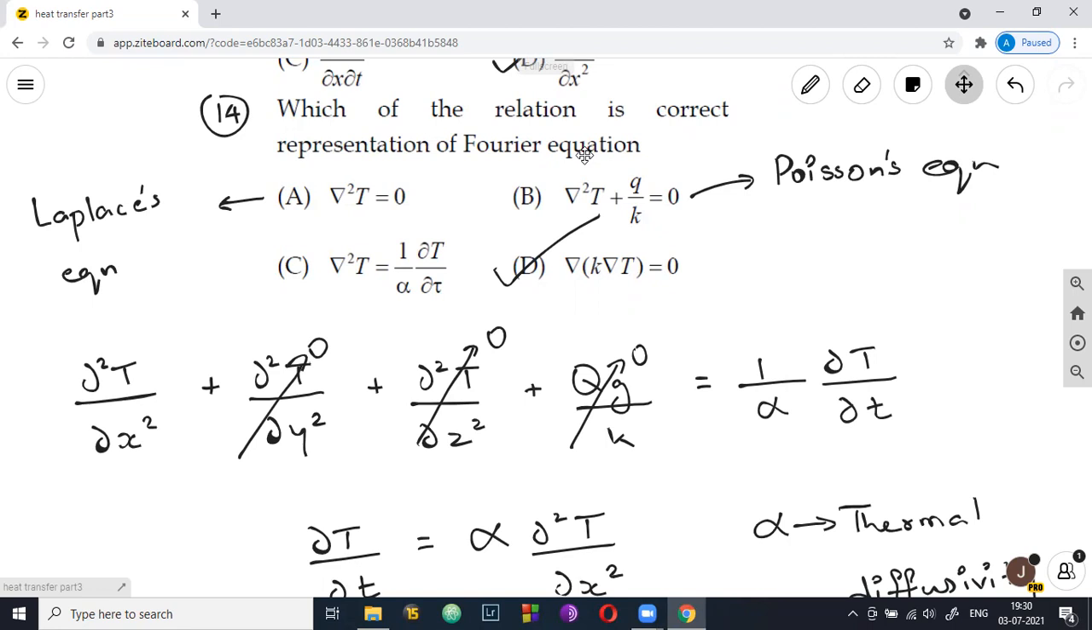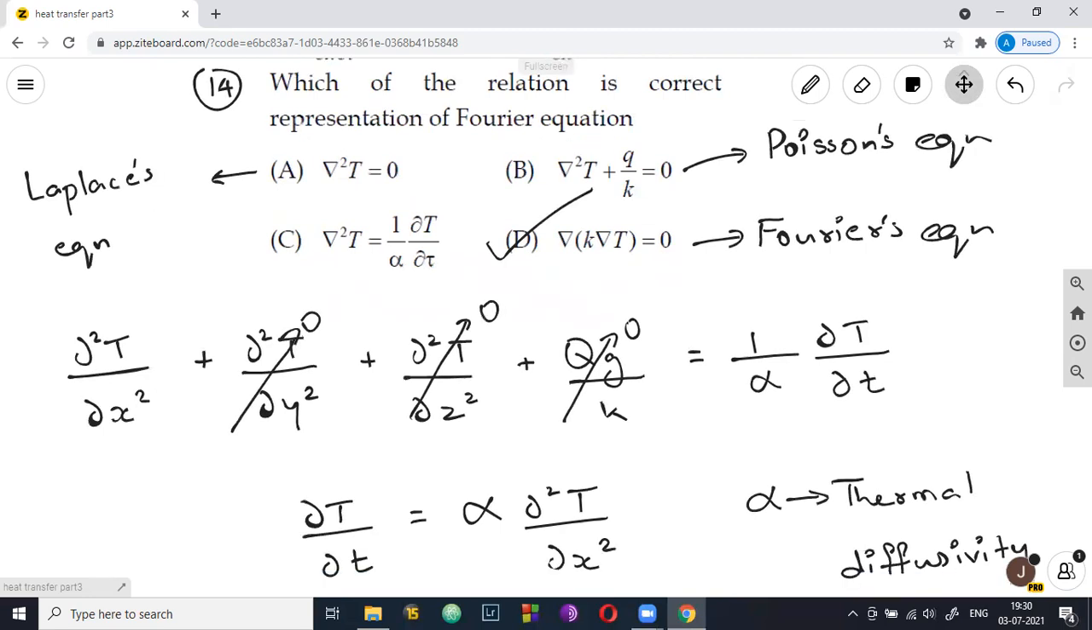So I hope this problem is clear to everyone. So you understood the different types of equations here. So this is your Fourier's equation. And this is your answer. Now let's go to the next question.